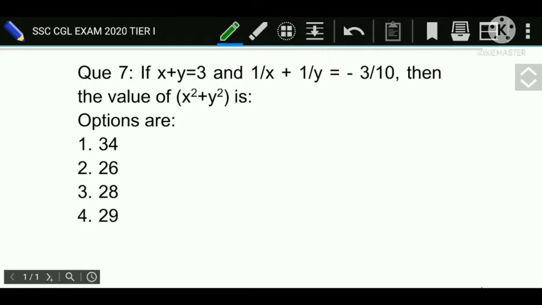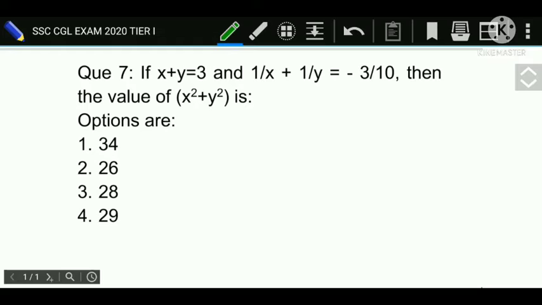Here is question number 7. If x plus y equal to 3 and 1 by x plus 1 by y equal to minus 3 by 10, then the value of x square plus y square is. Options are 34, 26, 28, 29.